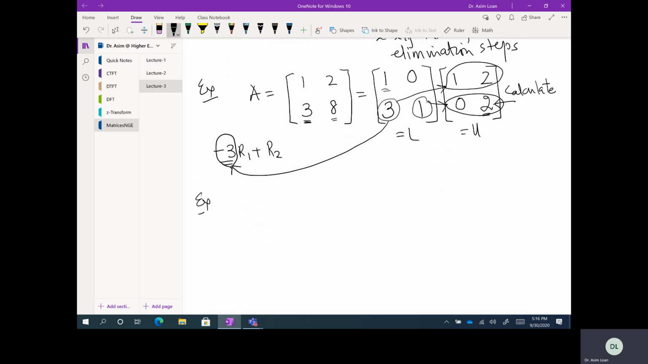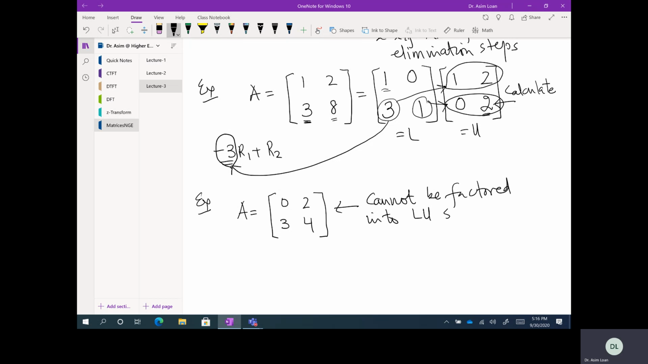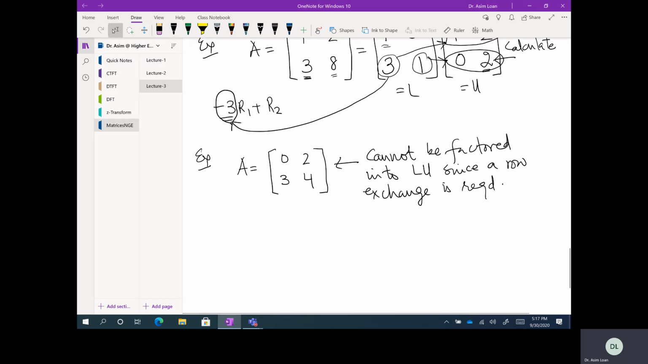What about another example? A is equal to 0, 2, 3, 4. This cannot be factored into LU since a row exchange is required, which is not a big deal. You can always multiply this by a permutation matrix. And so in general, PA is equal to LU.